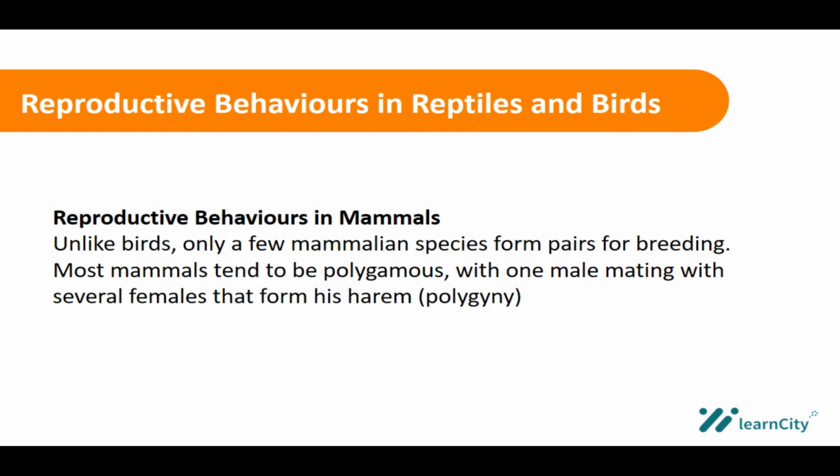Many male mammals show territorial behaviors during the breeding season. When it's time for breeding, that's when many male mammals show territorial behavior. Now, unlike birds, only some of the mammals form pairs for breeding. Most mammals do not form pairs to breed. Most mammals tend to be polygamous. We can have one male mating with several females, forming a harem, and that situation is known as polygyny, where a male has several female mating partners.